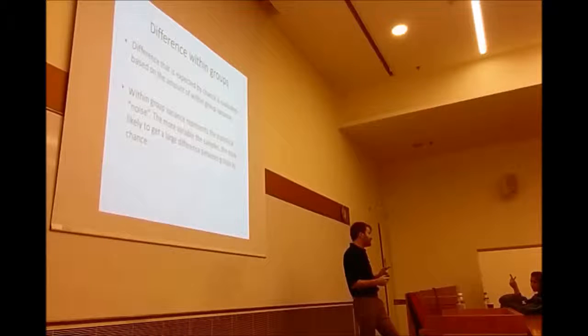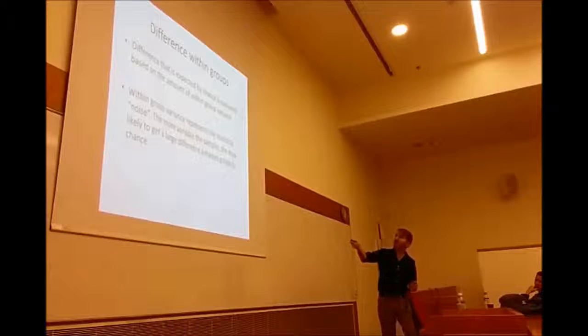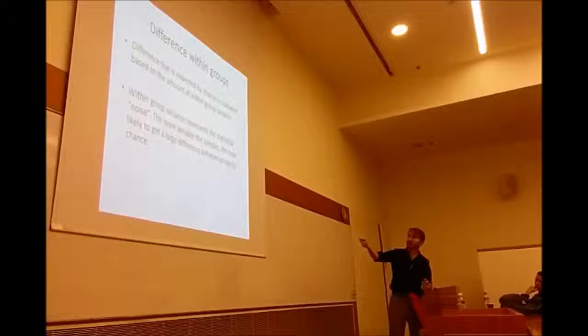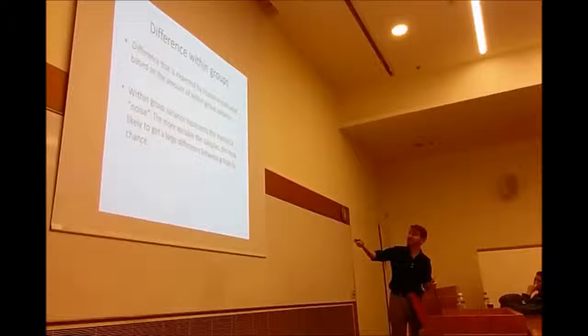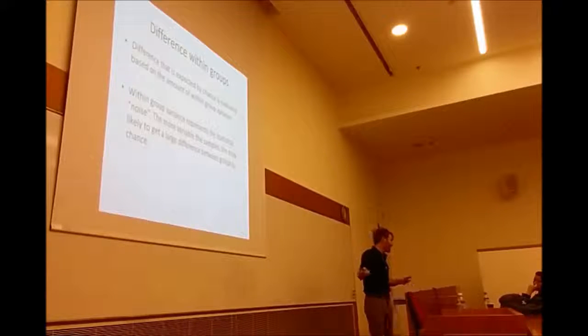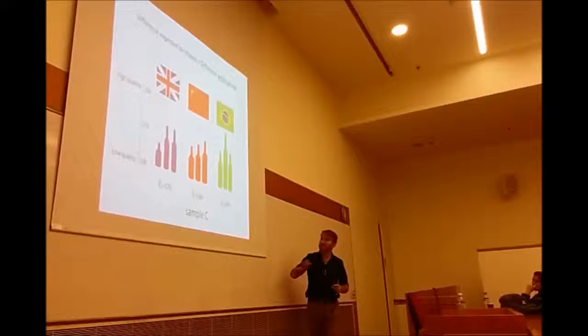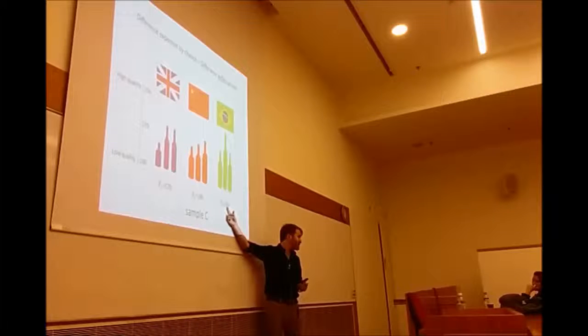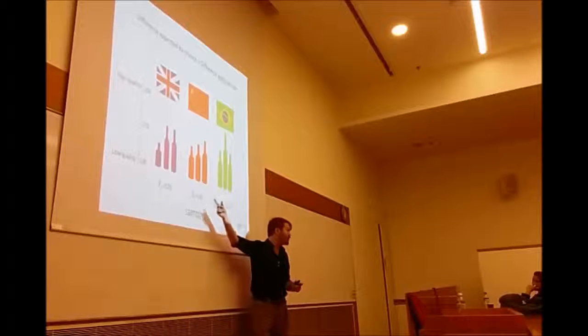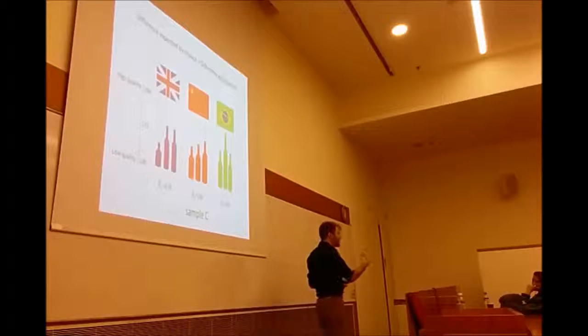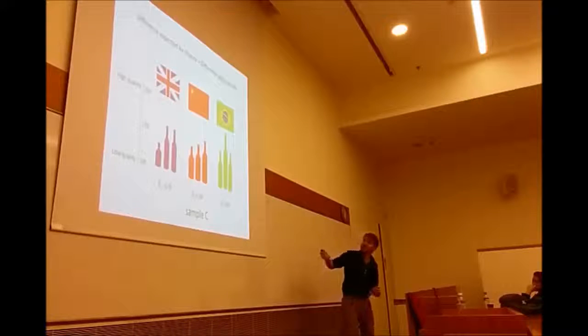About the t-test? This one. Within group variance represents the statistical noise. So we'll get there. The more variable the samples, the more likely to get a large difference between the groups by chance. So that's what I tried to say about this one. I'm asking, why did we get this result? Does this result and the difference between these two groups represent a real difference, or just a chance occurrence? So think about it.